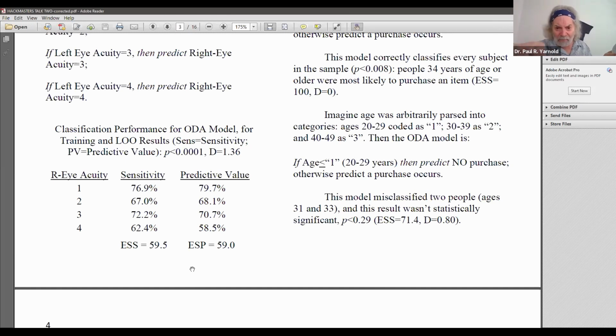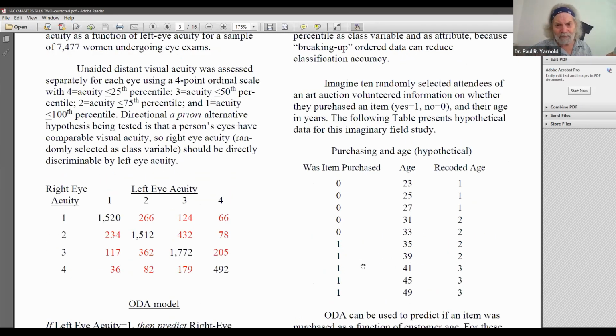Hi, can we scroll back up? Yes. So imagine 10 randomly selected attendees of an art auction volunteered information on whether or not they purchased an item. 1, I purchased it. 0, I did not. I always use 0 for no and 1 for yes, so I don't ever forget it. So if you look at this, it's like, hey, look at the zeros. They're all in a row, and it's ordered by age. So if you say, well, everybody who's between 33 and 35, take the middle of that. Everybody who's less than 34, say they didn't buy it, and everybody who's older than 34 did buy it.